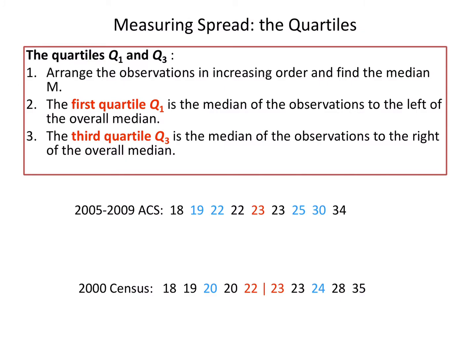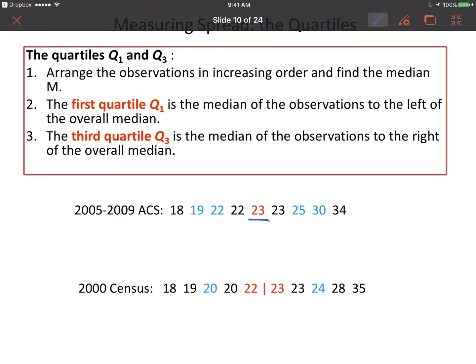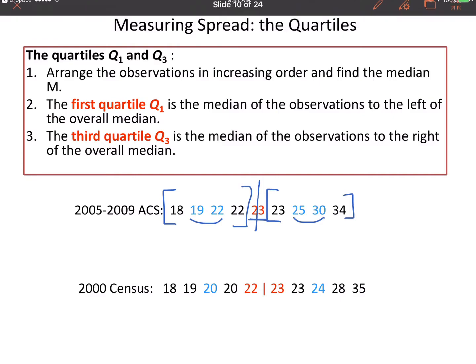All right, so let's look at the 2005-2009 American Community Survey data first. So we already found the median. Remember, we found the median was 23. So what I'm going to do is cut through the median and look at the numbers to the left, not including the median here. Okay, so there are 4 numbers to the left. So there are 2 numbers in the middle, 19 and 22. And I'm going to use those 2 numbers to find the quartile. Same thing on the right. There are 4 numbers to the right, so there are 2 numbers in the middle, and I'm going to use those 2 numbers to find the third quartile.